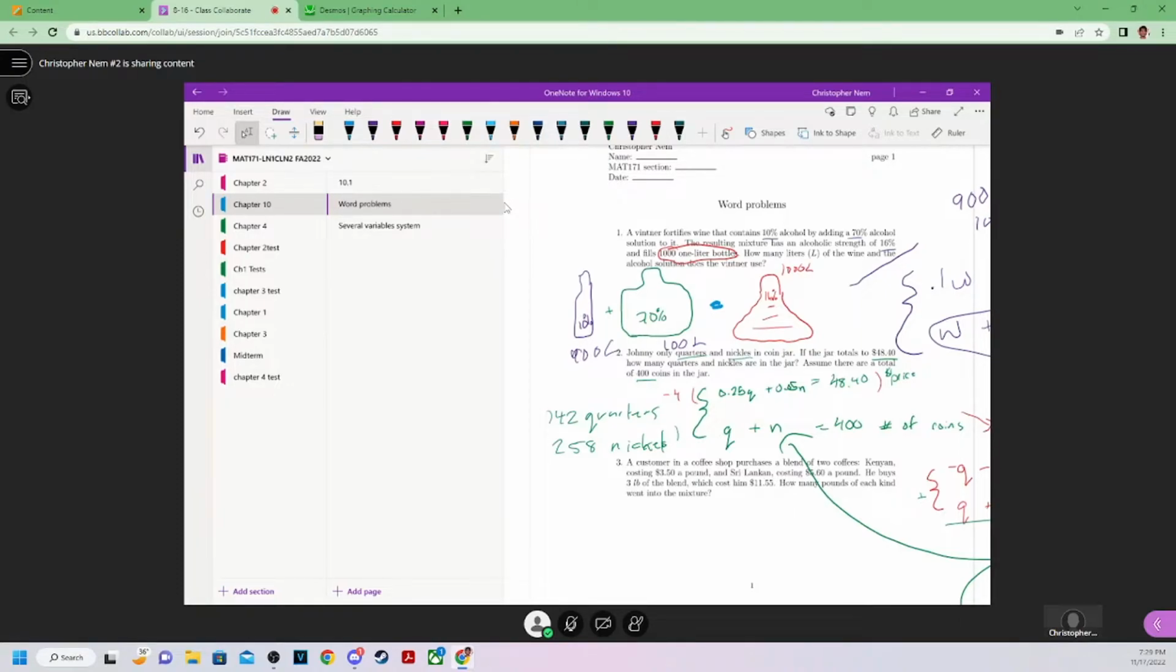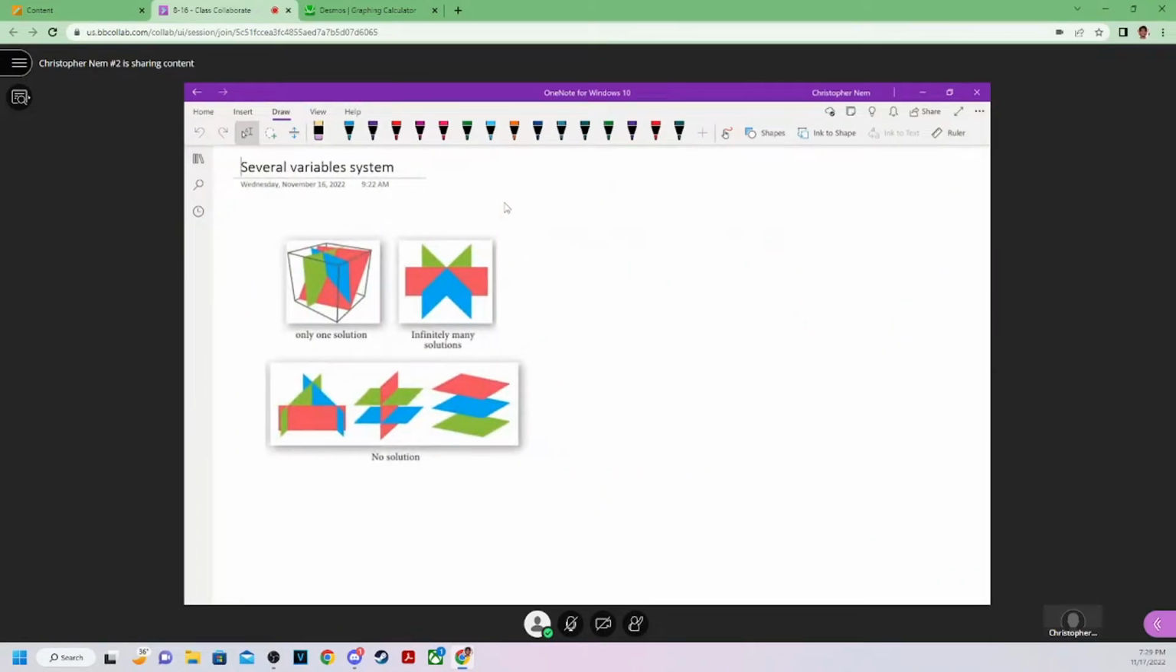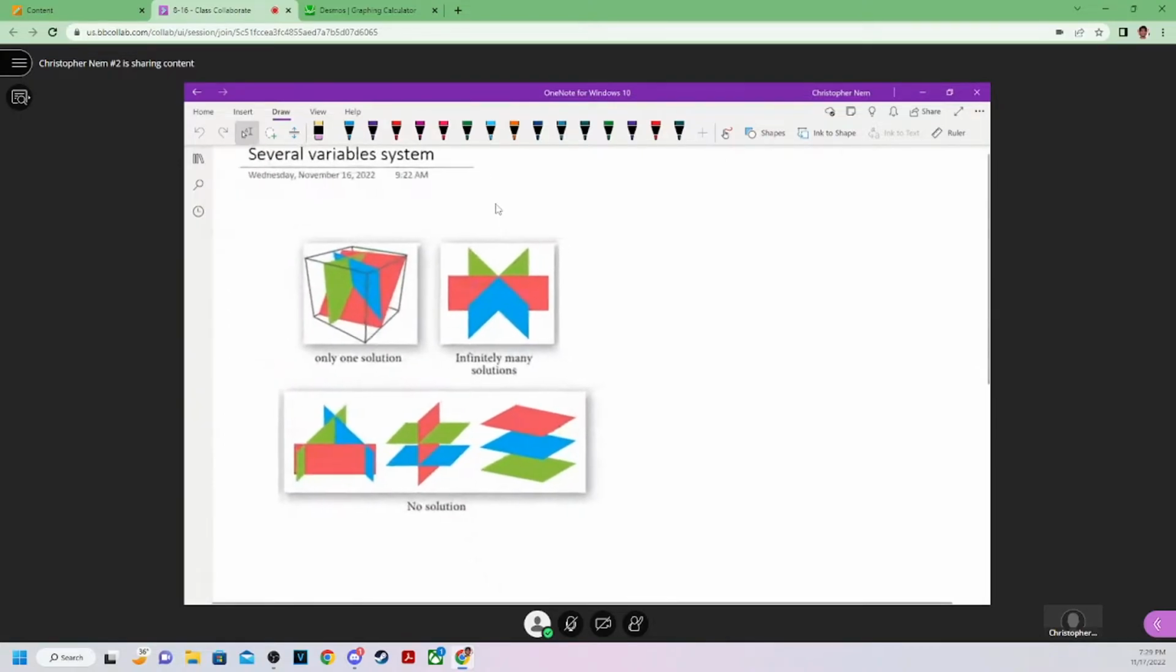It depends. Sometimes you might have 5 equations, you might have 5 variables. You might have 5 equations, you might have 4 variables. You might have 6 variables with 5 equations. So you have to understand how to work with these problems. And this is when we get to the several variable system. So we can only imagine things in 3D, really. Nothing higher than third dimension.